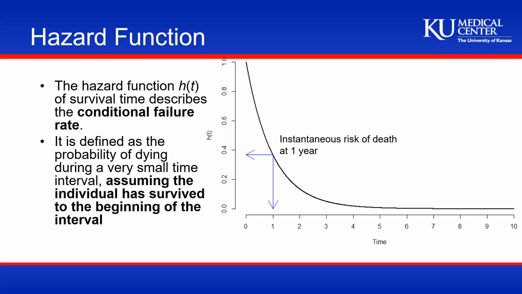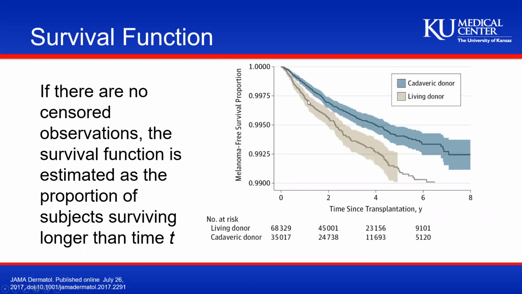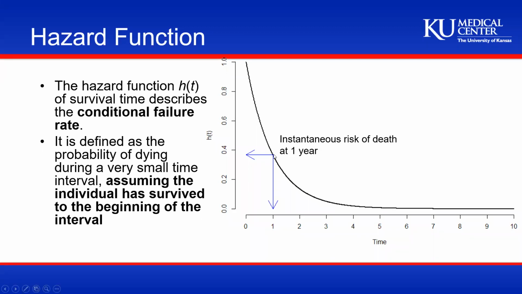If you live a year, what are your chances of dying at 12 months? That's the hazard function. So this does look a little bit like the function from before, but now rather than the height representing your chances of surviving up to that point. So for instance, if you have a living donor, your chances of surviving to 2 years are approximately 99.5%. Assuming that you survived up to that point, 99.5%, that's the chance. The hazard function tells you your instantaneous risk of the event, assuming that you're living up to a year.